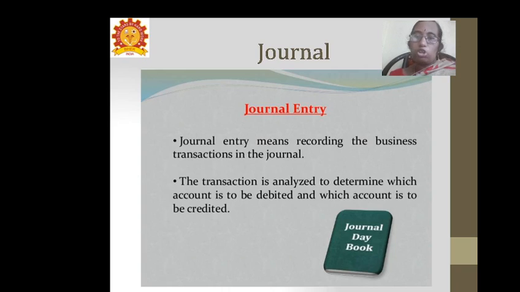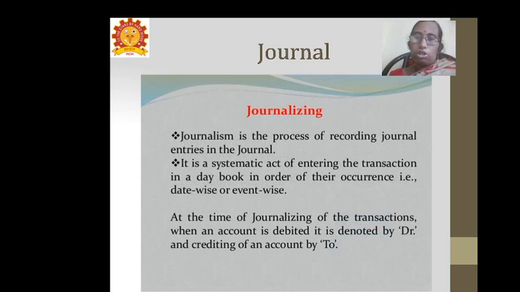These transactions are analyzed so that we determine in which account it has to be debited and which account has to be credited. So journalizing is the process of properly recording which entries are to be debited and which are to be credited. It is the systematic act of entering the transactions in chronological order. The date on which the transaction occurred has to be recorded.